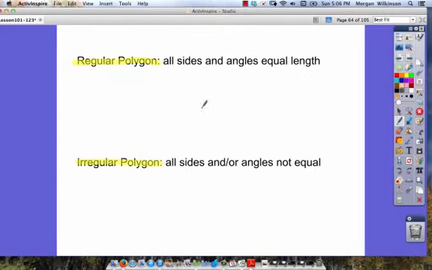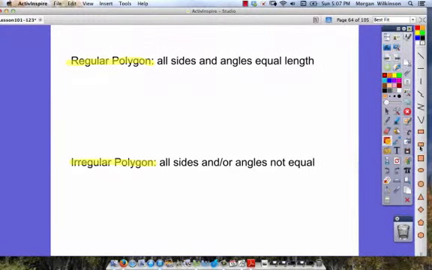There's 2 types of polygons that we could have. We can have a regular polygon or an irregular polygon. A regular polygon means all sides and angles are equal length. So if we use our toolbar again, let's look at a square. A square is an example of a regular polygon because all the sides and angles are equal. An irregular polygon, all sides and angles are not equal. An example of that would be a rectangle because all the sides are not the same length, even though the angles are the same. Since the sides are not, that makes it irregular.